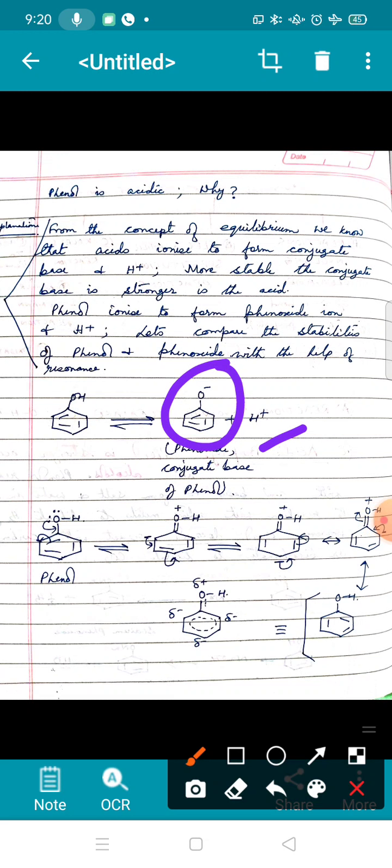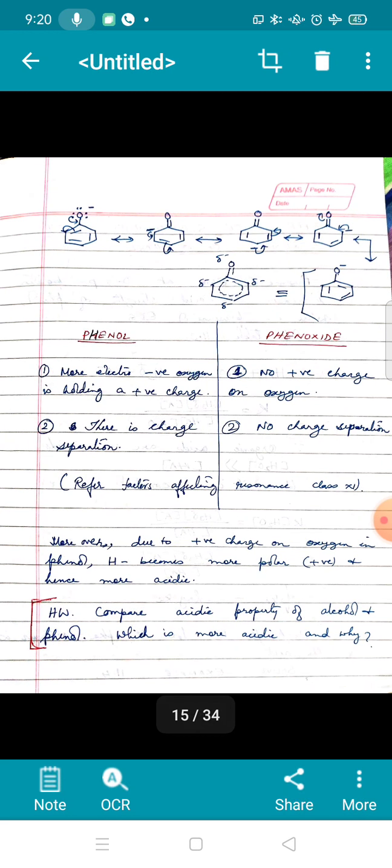So when we draw the resonance structures of phenol, we get 5 structures with oxygen attaining a partial positive charge and ortho and para positions attaining a partial negative charge. Whereas when we draw the resonance structures of phenoxide, we find that phenoxide itself carries a negative charge, and the negative charge due to resonance is distributed over the ring at ortho and para positions. And very interestingly, oxygen never develops a positive charge here.